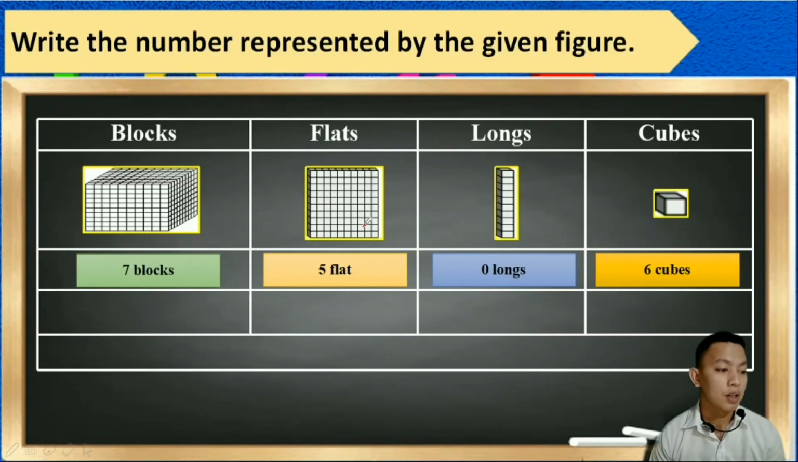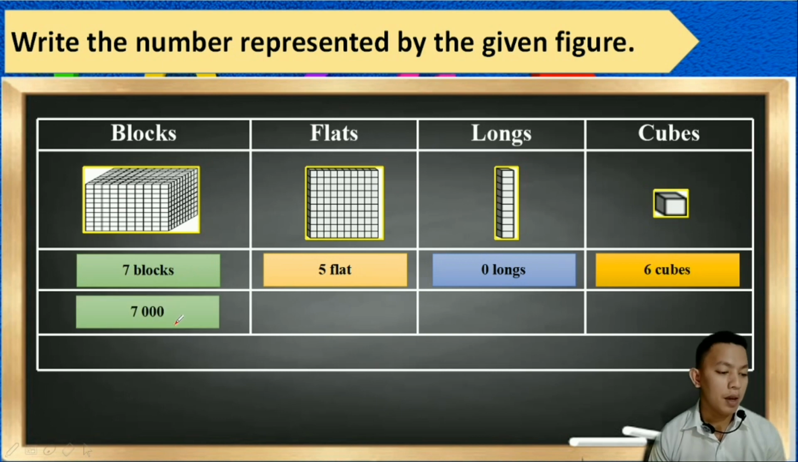Okay, next. Let's try to answer this one. Write the number represented by the given figure. So we have blocks, flats, longs, cube. So this would be your figure. This would be your estimated value. So we have 7 blocks, 5 flats, 0 longs, 6 cubes. What is the value of 7 blocks?